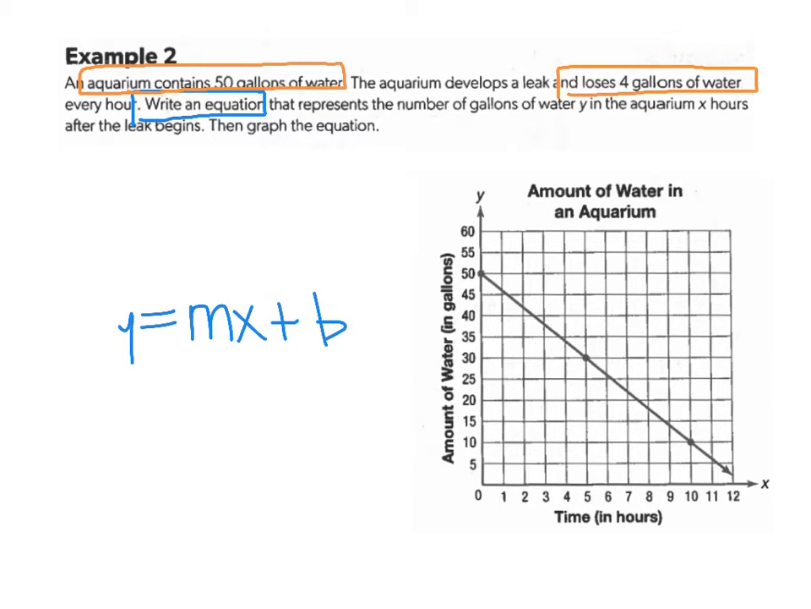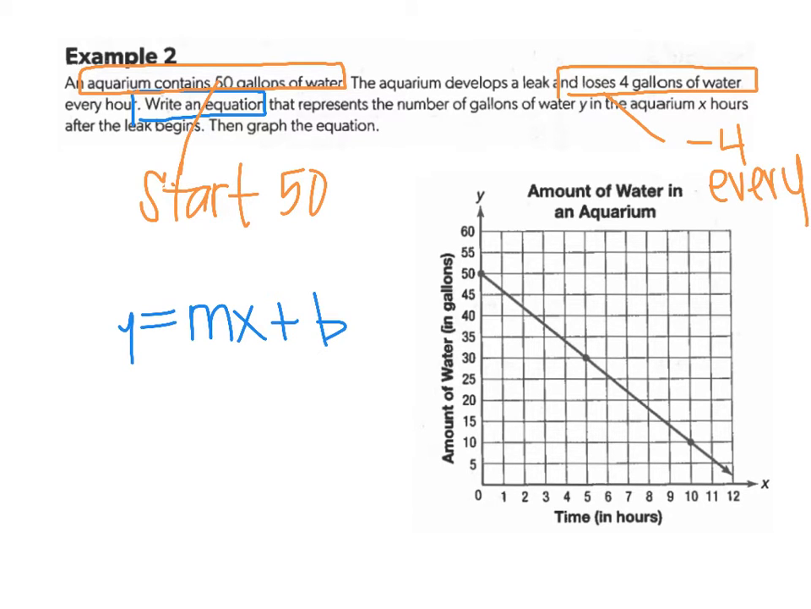So the 50 is the starting amount. I'm going to start with 50. That's going to be positive. And then loses means negative 4. And that's going to happen every hour.